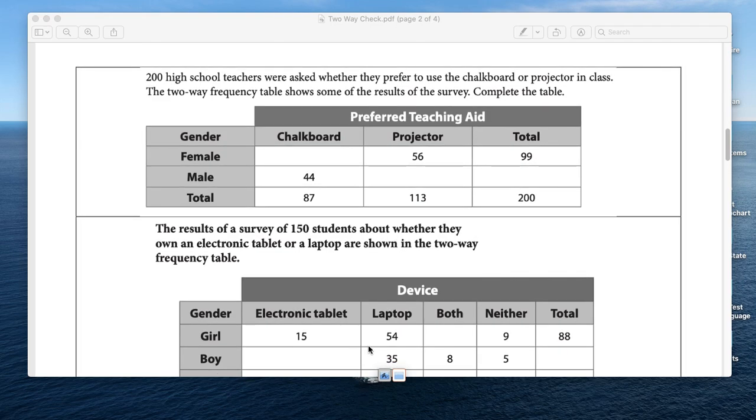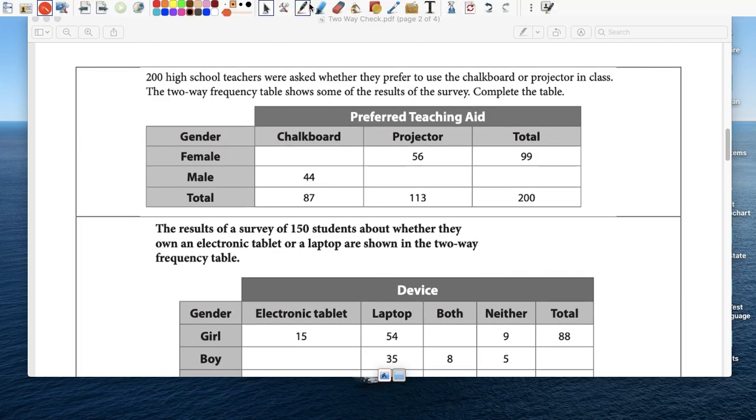200 high school teachers were asked if they prefer chalkboard or projector. Now you can see how old this question is. So the 200 was right over here. So we know that going this way, you should add to 200, and going this way, you should also add to 200. And we can, right off the bat, find this total of males in this survey. So 99 were females, which makes this 101, because 101 and 99 is 200.